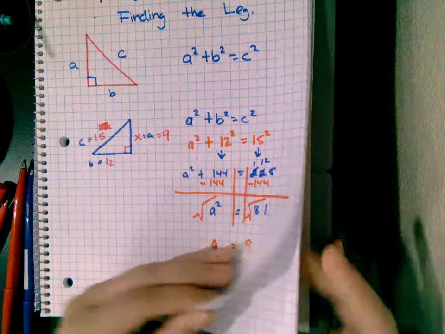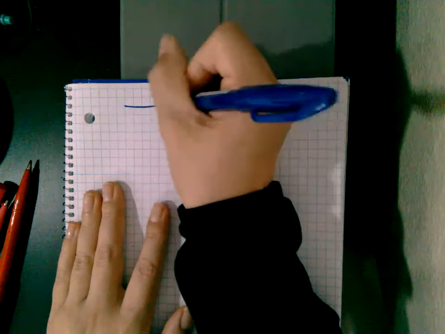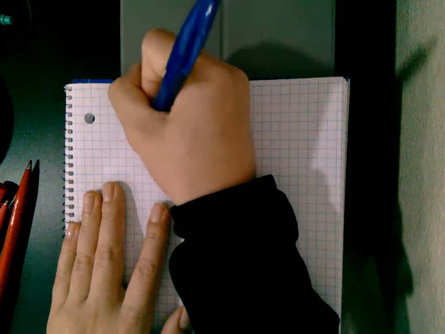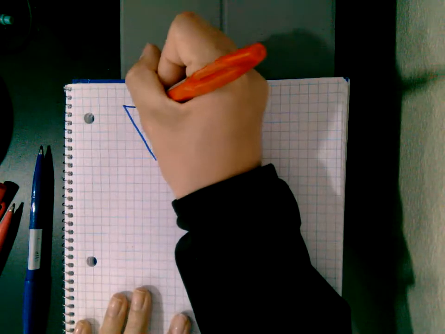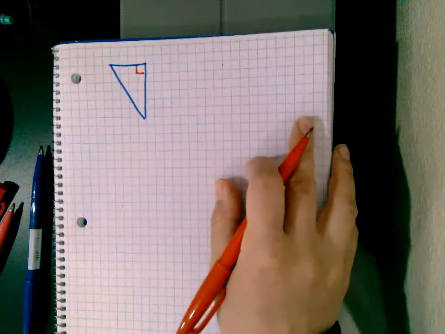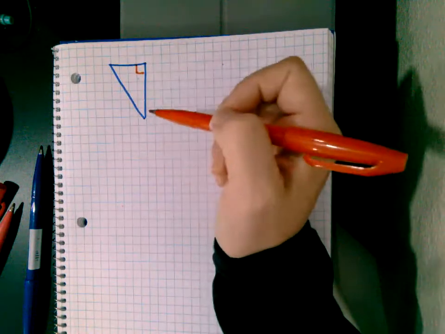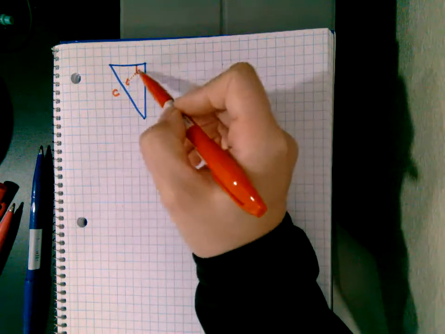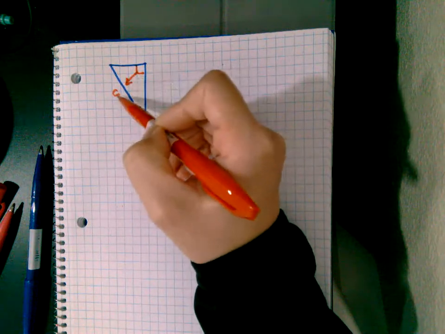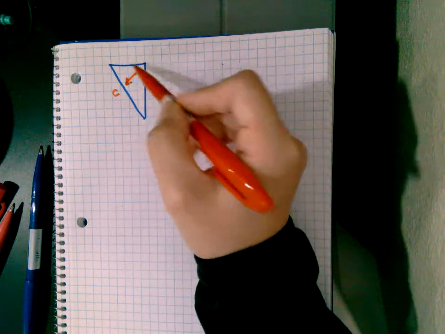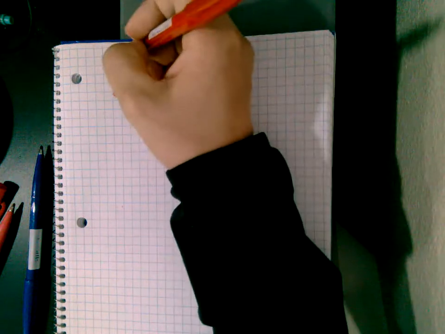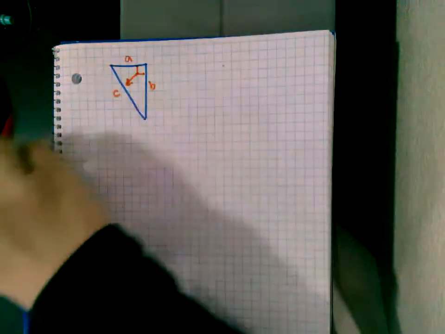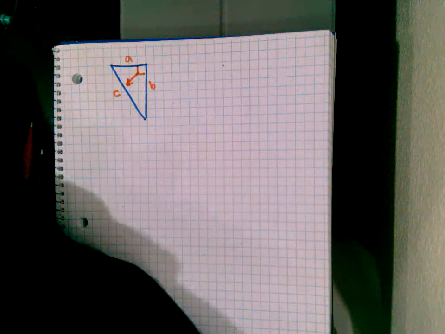All right, let's do one more problem. Here's my right triangle. It doesn't matter how it's facing as long as it's a right triangle. The one opposite the 90 degrees will always be your C. The two lines that make up your 90 degrees are always your A and your B, and these two can be interchanged. It doesn't matter which one's A and which one's B.